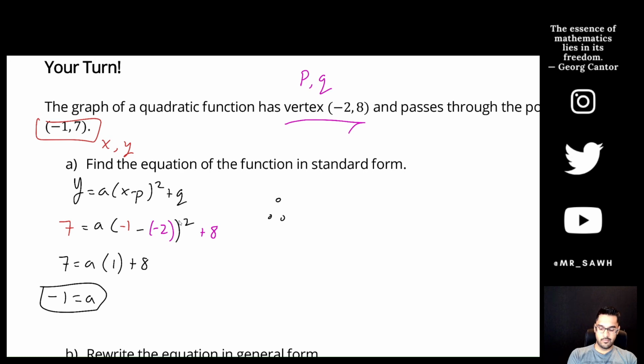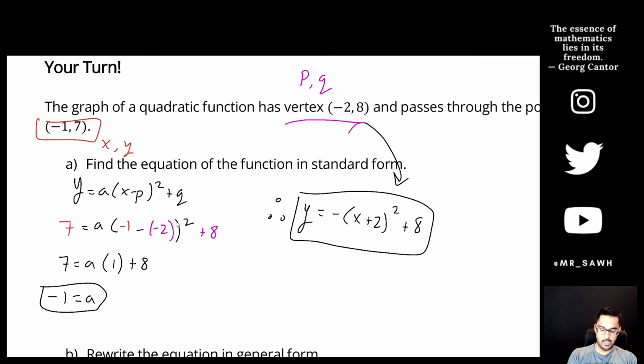With that piece of information, I can write my equation as y = -(x + 2)² + 8. So I know what my vertex was, I just can throw it into here. a goes into there as well. I've got my equation in standard form.